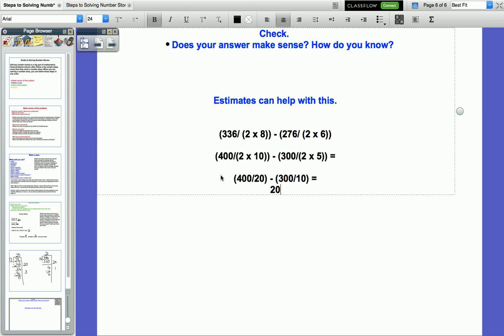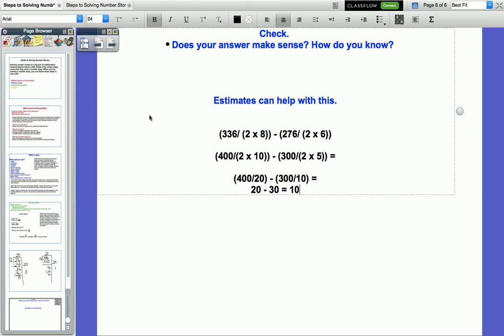400 divided by 20 would be 20. And 300 divided by 10 would be 30. So my numbers are actually backwards here. So then 30 minus 20 would be 10, okay? It's telling me that the numbers should be about 10 apart, and the numbers were actually 2 apart. So my estimate and my answer are fairly close. If I made these closer, then it would work even better. So if I did use 300 divided by 20, it would be a better estimate than 400.